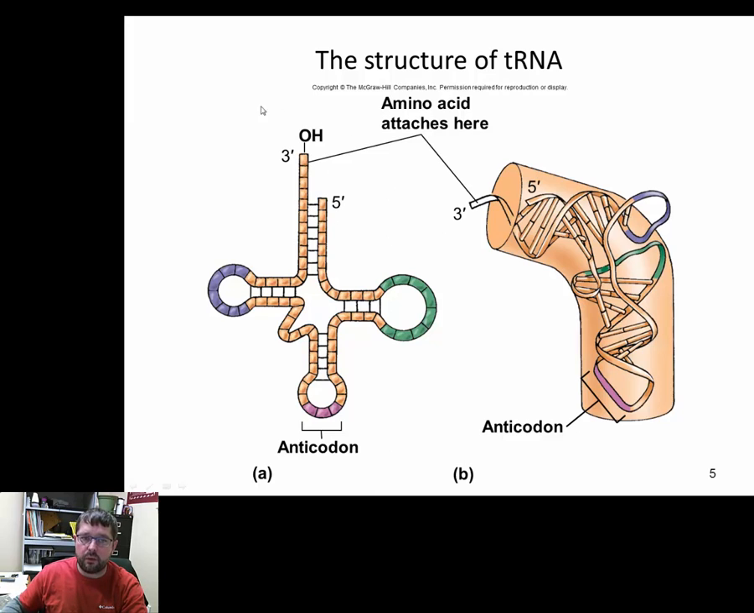Off that OH group on the 3', you're going to have the associated amino acid. The amino acid is whatever amino acid is related to whatever the anticodon is. The anticodon is related to whatever the codon is on the messenger RNA. So the messenger RNA determines the codon, which determines the anticodon, which determines the amino acid that's attached to the 3' end.